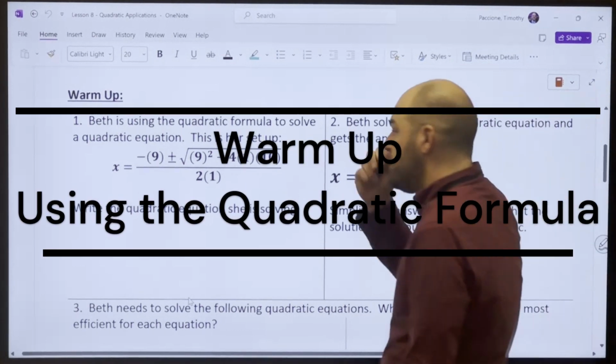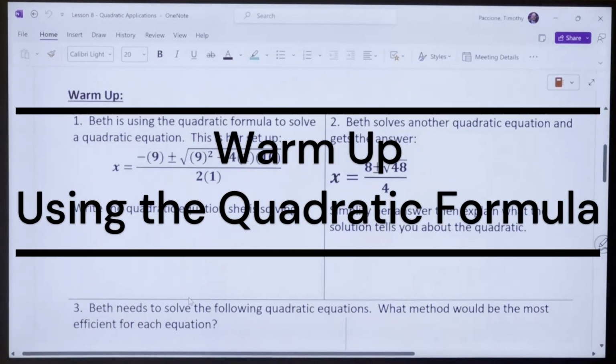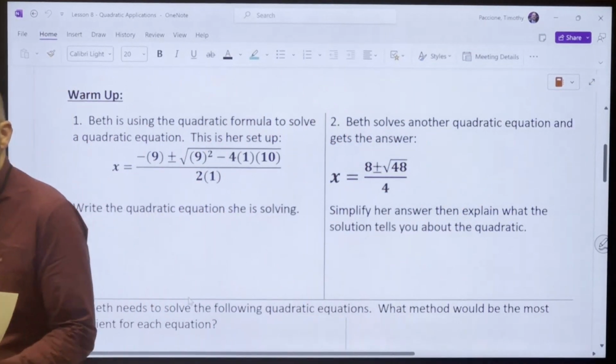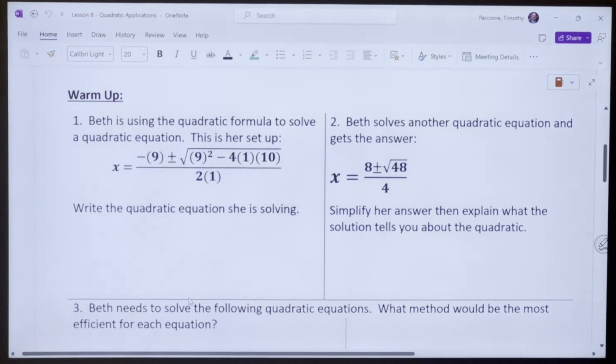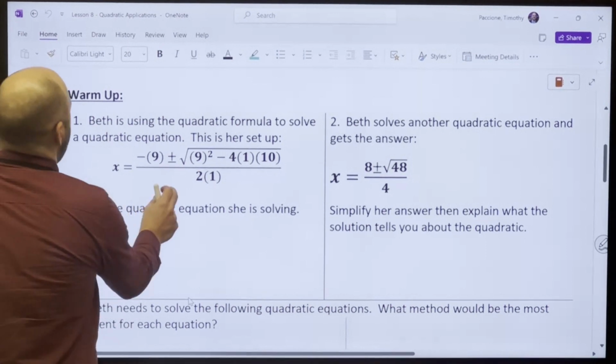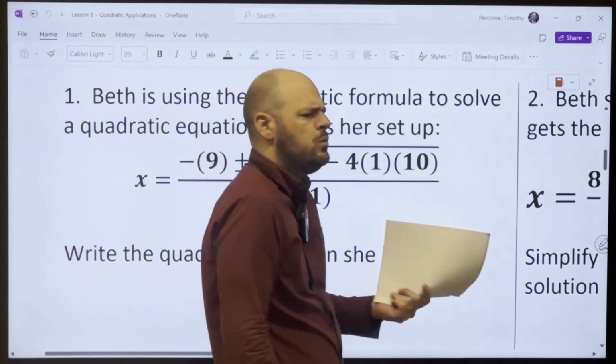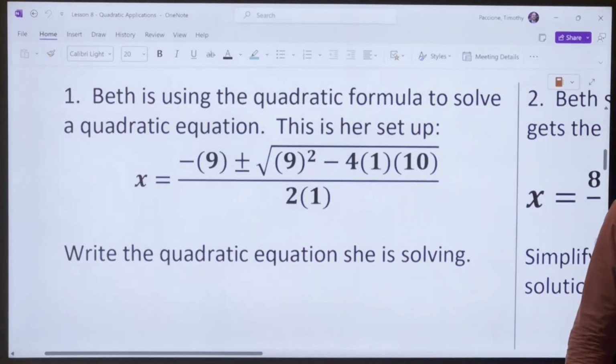So on your warm-up, there were a few different problems assessing our knowledge of quadratics thus far before we move into today's lesson. Here, we know the formula is negative b plus or minus the square root of b squared minus 4ac, all over 2a, right? We usually plug into that. But in this problem, it's saying, hey, this person set up this equation. What must they have started with, right?